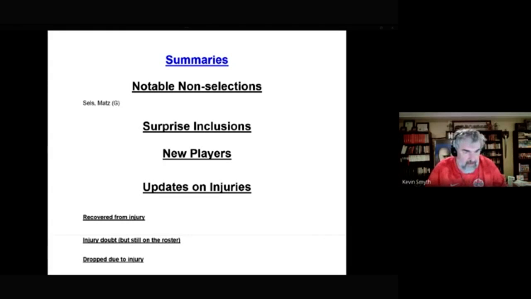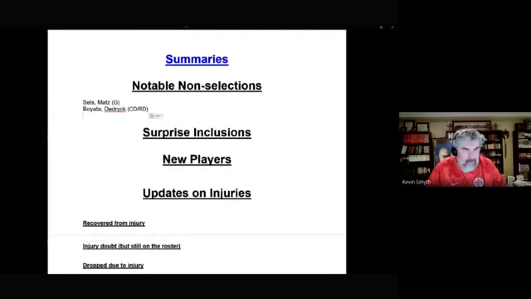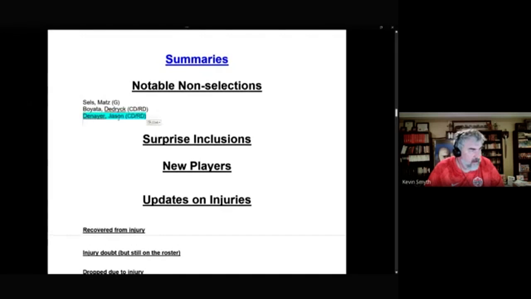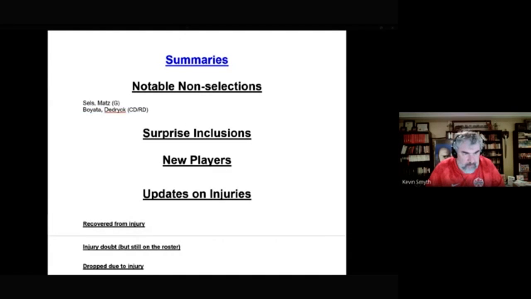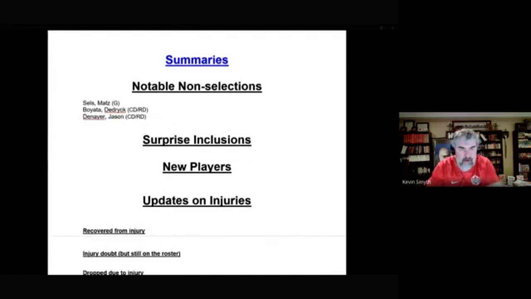A bit more surprising is Dedryck Boyata, the central defender. We also had him as a likely candidate, but he was not selected. And we'll actually add Jason Denayer here. We told that story above about him being told to find a club.